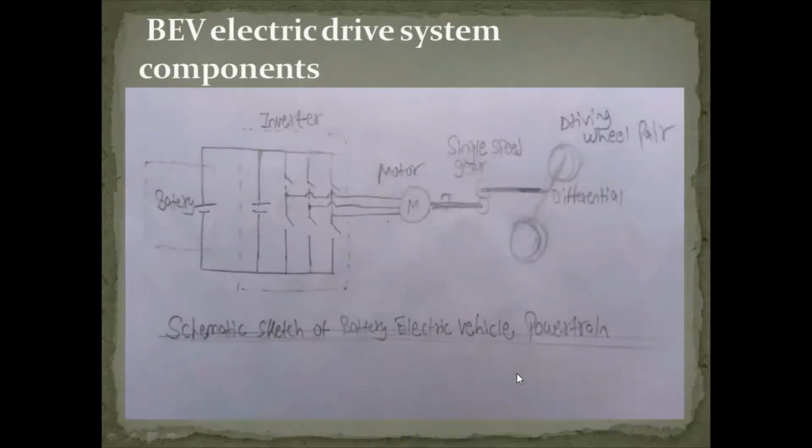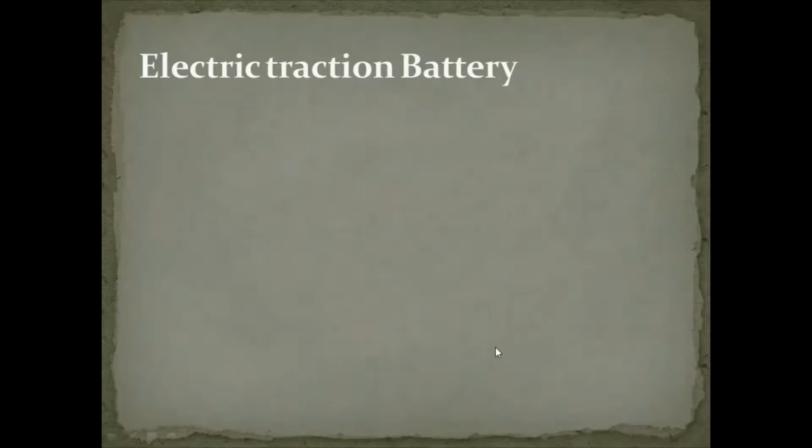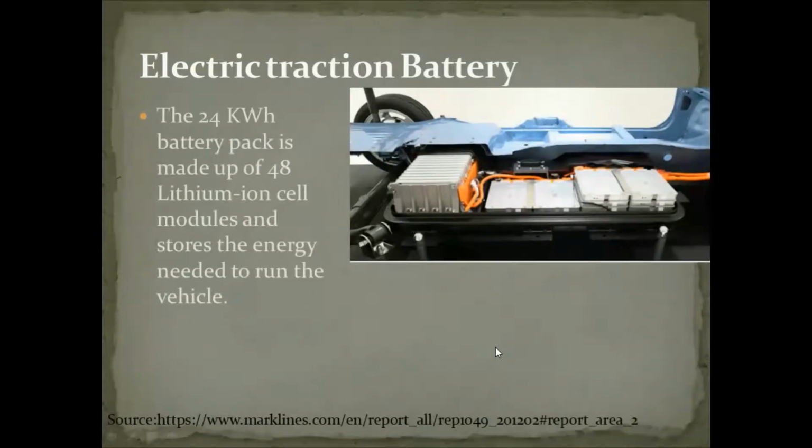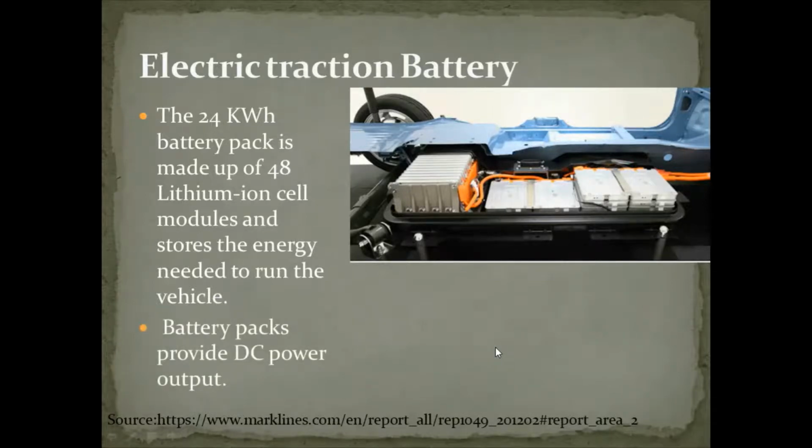Here is the schematic sketch of a battery electric vehicle powertrain. The charge from the battery gets transferred to the inverter, which transfers it to the motor, and it provides power to the wheel via a single speed gear with differential incorporated into it. Electric traction battery. The Nissan Leaf 2011 model has a battery pack of 24 kilowatt hour under the floor, which is made up of 48 lithium-ion cells, which is needed to store the energy that the vehicle requires. The battery supplies DC power output to the inverter.